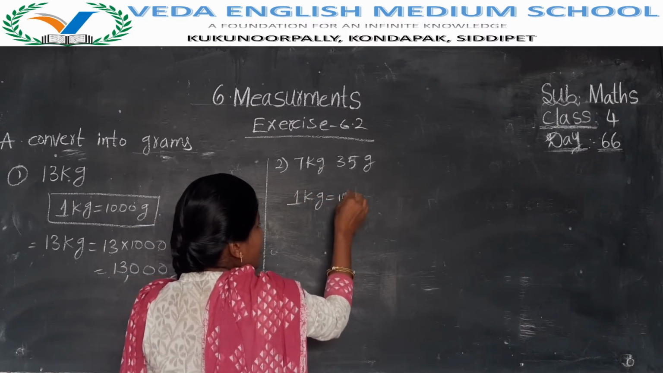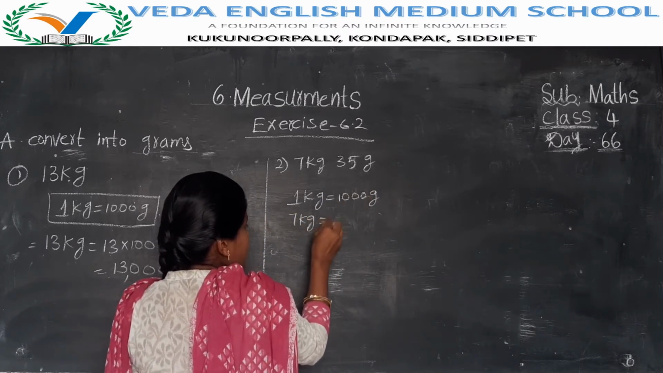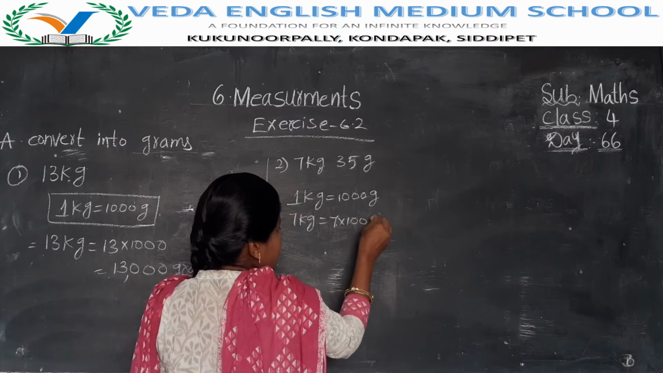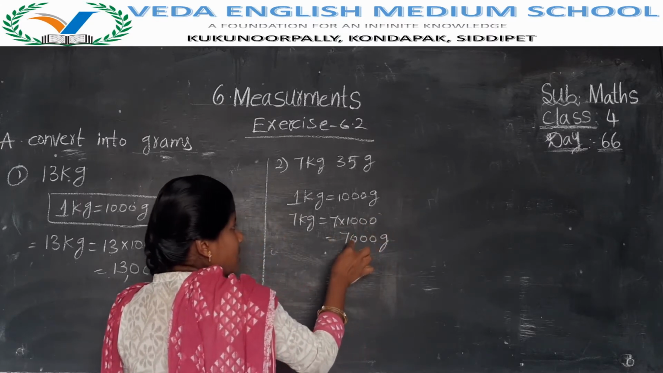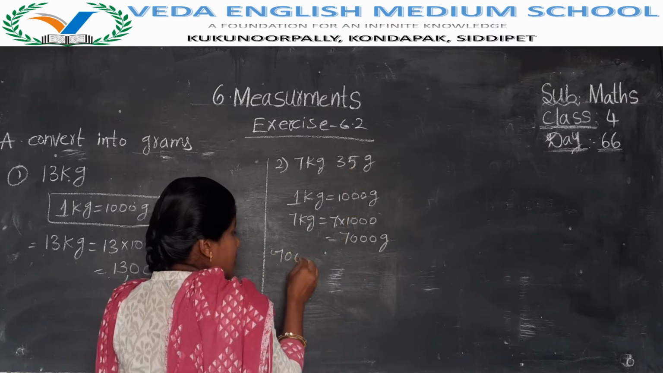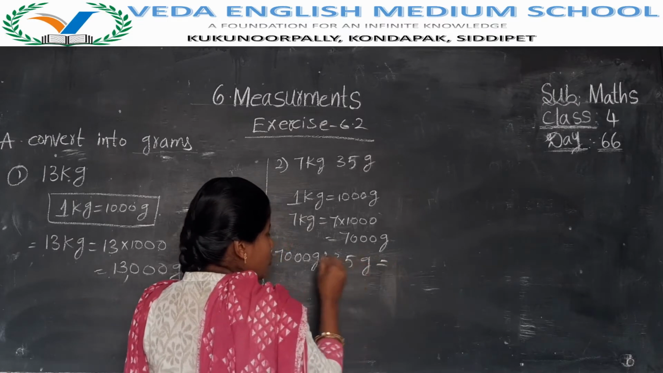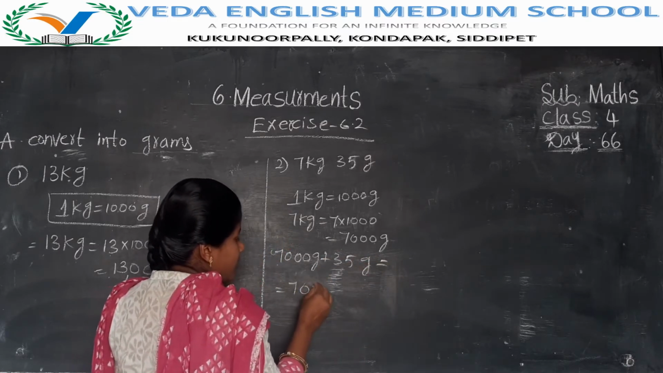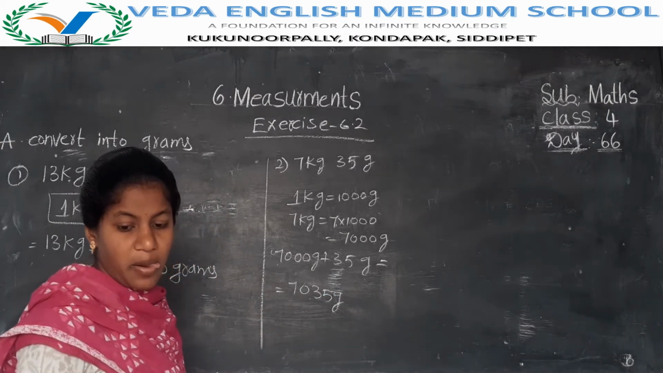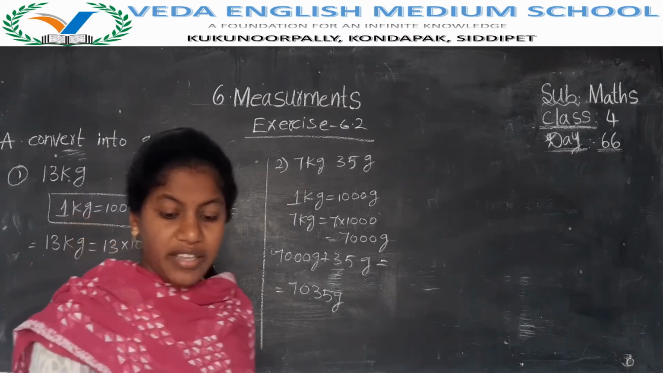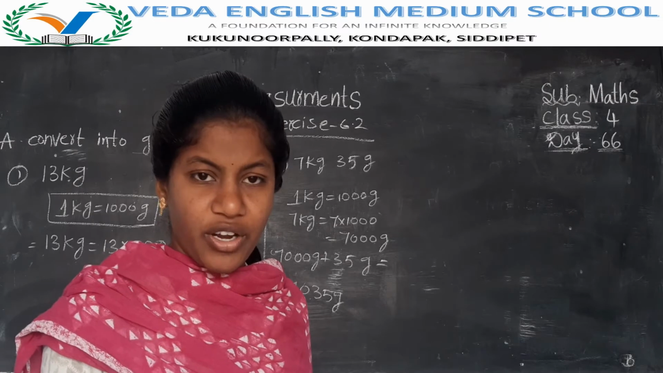1 kg is equal to 1000 grams. So 7 kgs is equal to 7 into 1000, that is 7000 grams. Now it is 7000 grams plus 35 grams. By adding these, we will get 7035 grams. Okay? Like this you have to convert. Remaining all problems are like this only. The remaining three problems, third, fourth, fifth, are the same as the second one. You have to complete that.